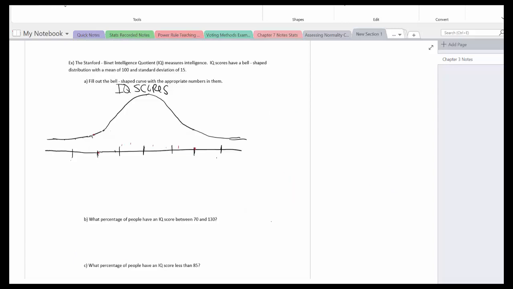Okay, let's take a look at an example. So the Stanford-Binet Intelligence Quotient, IQ, measures intelligence. IQ scores have a bell-shaped distribution with a mean of 100 and a standard deviation of 15. Fill out the bell-shaped curve with the appropriate numbers on them. So first of all, there's a title, IQ scores. So on your paper, you can draw a line segment with some slashes going up and down, and then draw your curve. So keep in mind, the mean is 100, and the standard deviation is 15.